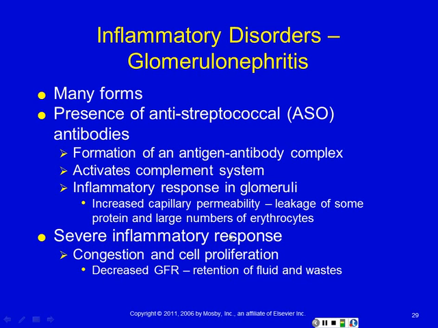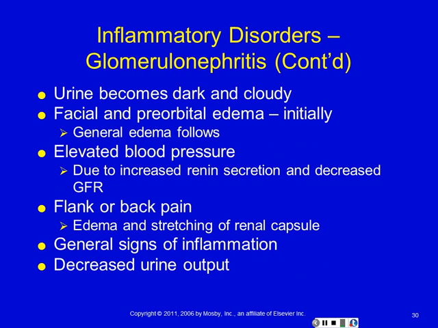Now, because of this inflammatory response, we not only get the breakdown of the glomerular membrane, but we also start to see effects on kidney function. So we have a decrease in glomerular filtration rate. That means the kidneys are producing urine less fast. Less fast means that more fluid is retained, more waste products are retained. So a bad glomerulonephritis can result in an acute renal failure, where the kidneys are no longer functioning because of this big inflammatory response.